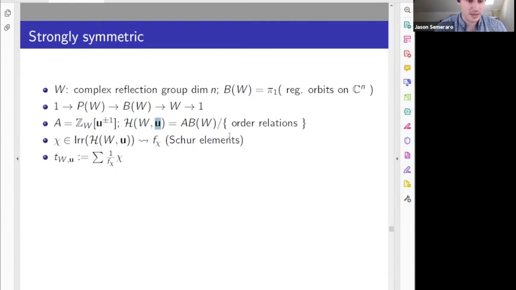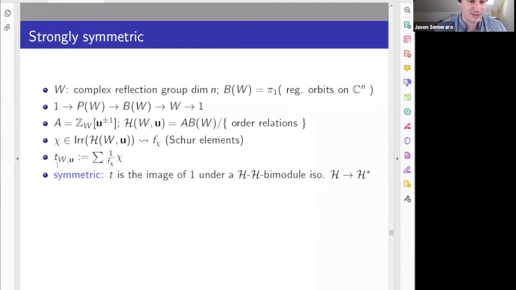So various things have been conjectured in the literature about these Hecke algebras of complex reflection groups, and one of them pertains to what are called the Schur elements, which are naturally defined objects attached to irreducible characters in the Hecke algebra. And so once you construct these Schur elements, you can form this particular sum running over characters in H(W), 1 over s_chi times chi. And this is conjectured to be a symmetrizing form. In other words, this t is supposed to be the image of 1 under an H-H bimodule isomorphism from H to H star. That's just the classical definition of what it means for an algebra to be symmetric.